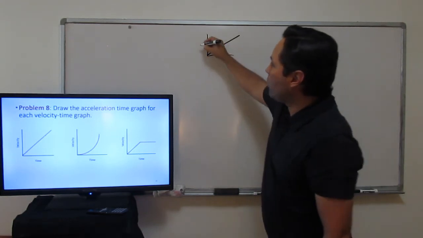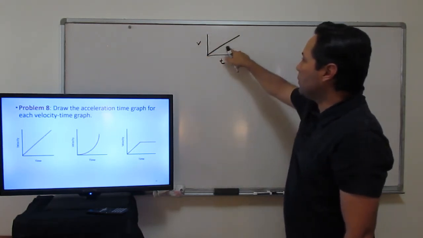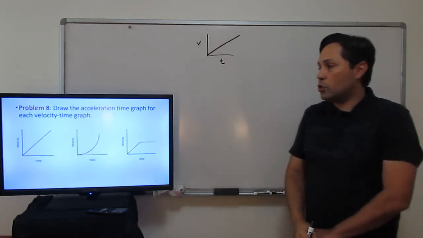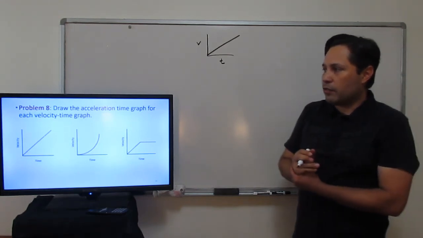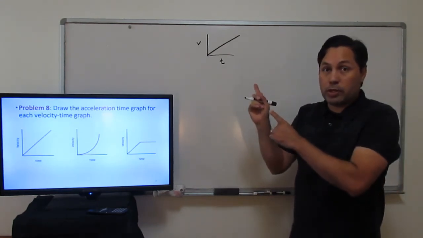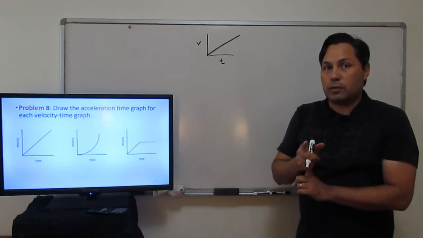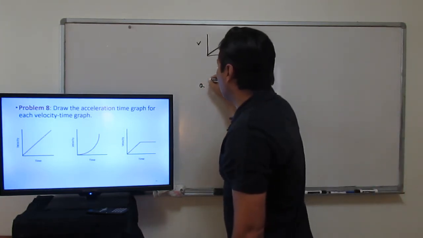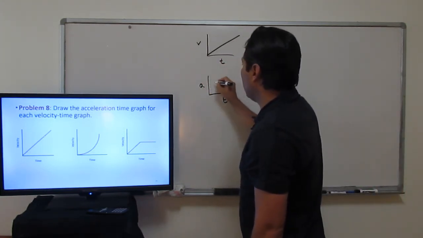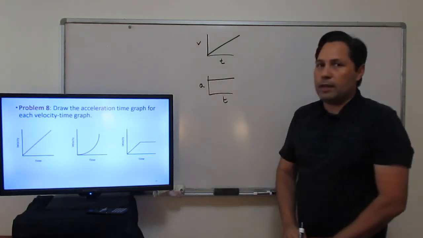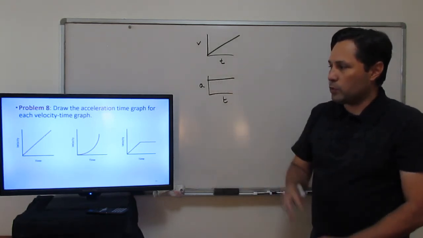Alright, so we have, how would you describe this velocity? It's a straight line. So, therefore, it would have, well, the velocity is constantly increasing. It has constant acceleration. So what would the acceleration time graph look like for this one? It would be a flat line. That is for the first one.